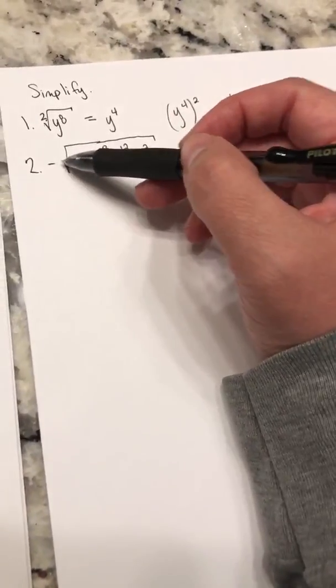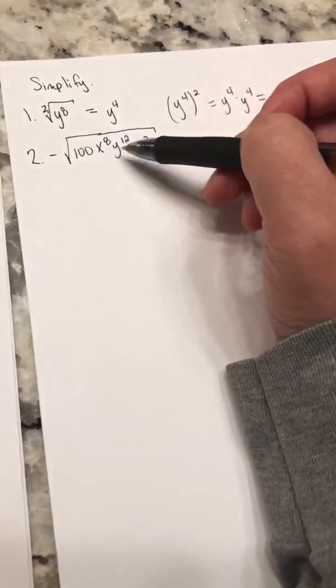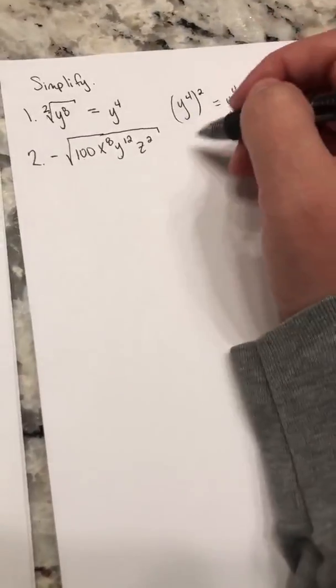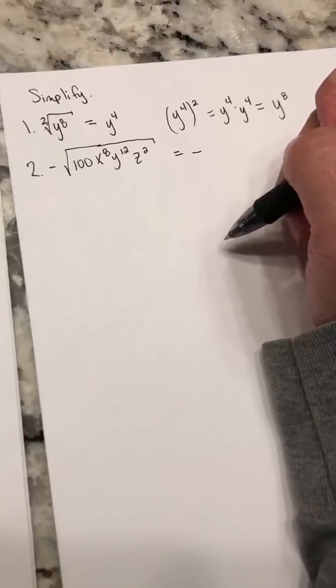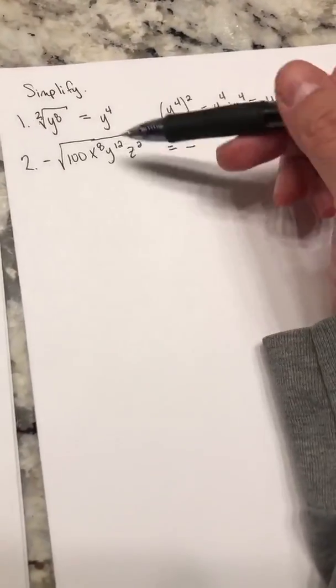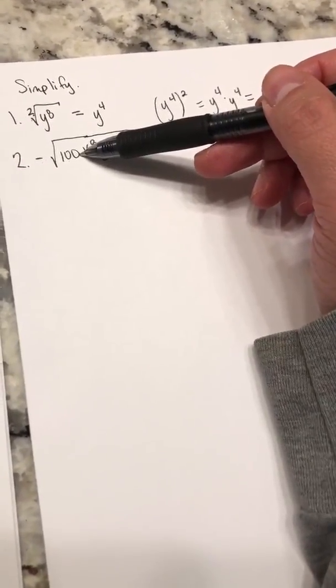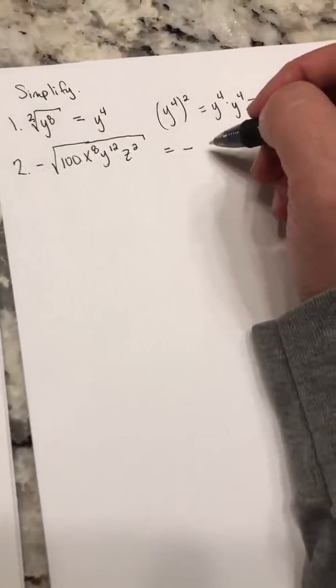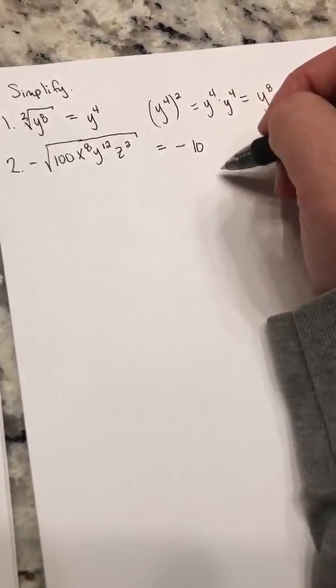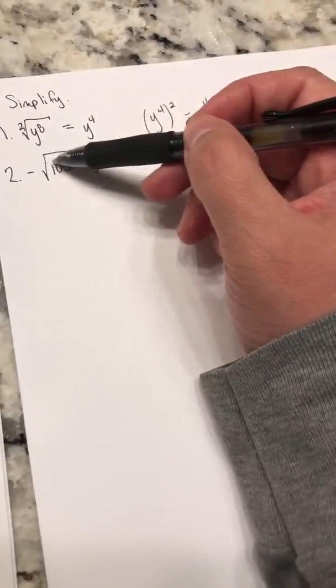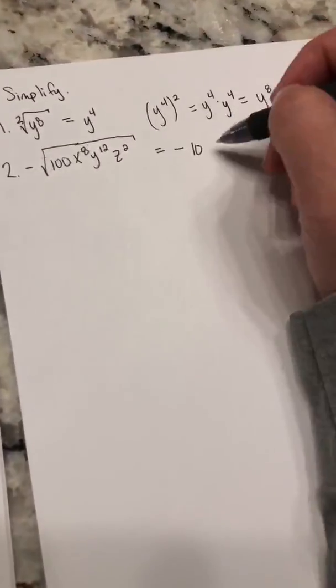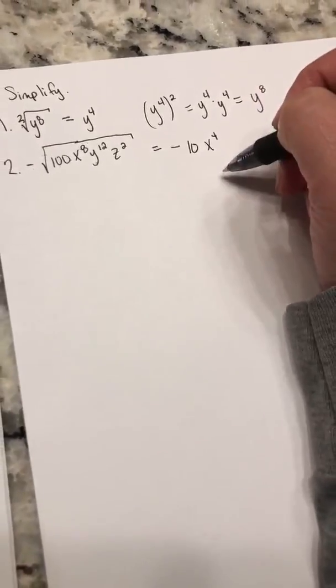So we have negative square root of 100 x to the 8th y to the 12th z squared. So the negative just stays, it just hangs out there. So like I said, negative in front's fine. The square root of 100, what times itself gives you 100? That would be 10. 10 times 10 is 100, so 10. X to the 8th, again, you can just think about it as division. 2 goes into 8 4 times, so that would be x to the 4th.